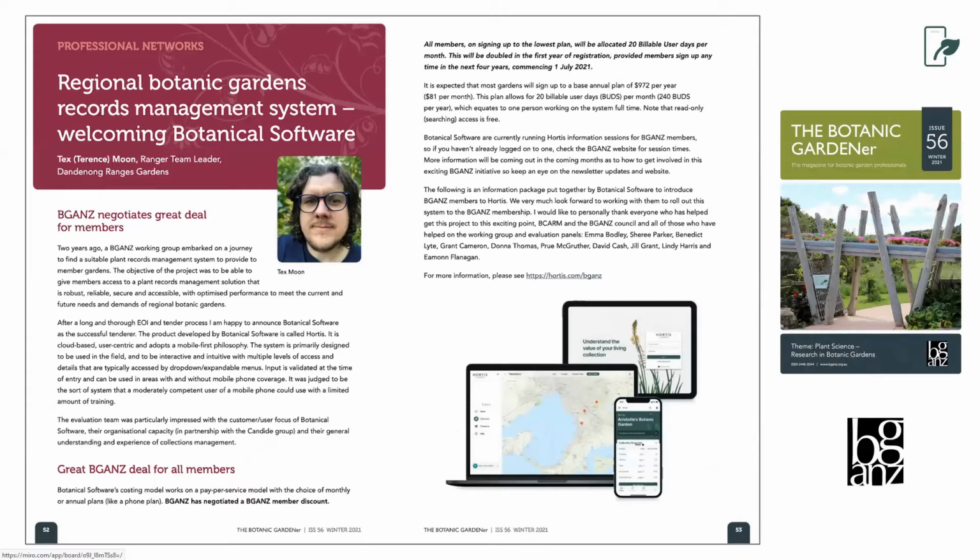And they were looking for one that would really meet the current and future needs of gardens and their demands, as well as being robust and reliable, and also, most importantly, very easy to use. And I'm sure many of you have opinions on that with your current systems. And with all that in mind, we were really delighted that our product Hortis won that tender process. And you are welcome to read about that in the BGANs magazine called The Botanic Gardener on the right.